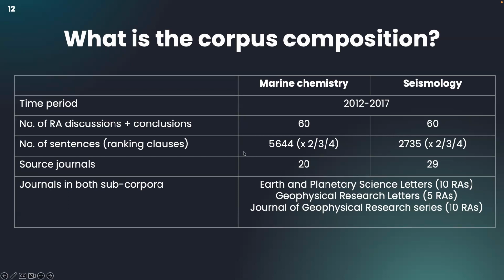So what you can see here is that the number of clauses and number of sentences in marine chemistry articles are quite a bit longer than seismology articles. Each sentence had easily 2, 3, 4, 5 clauses. So I had to analyze anywhere between 10 and 20,000 individual clauses. To identify articles, I looked through various databases because Earth scientists like to publish in a range of journals.